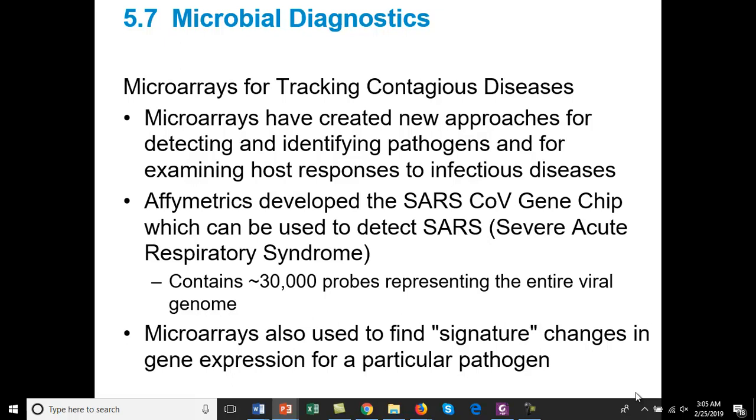Affymetrix, a company that makes gene chips, has developed a SARS-CoV gene chip, which can be used to detect SARS, which is severe acute respiratory syndrome. It basically has probes of the entire viral genome. The SARS virus is quite large, so it contains 30,000 probes, and that can be used to detect the pathogen directly.